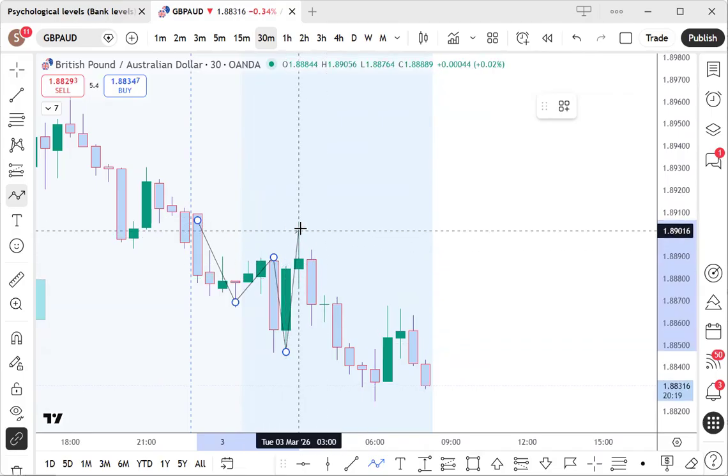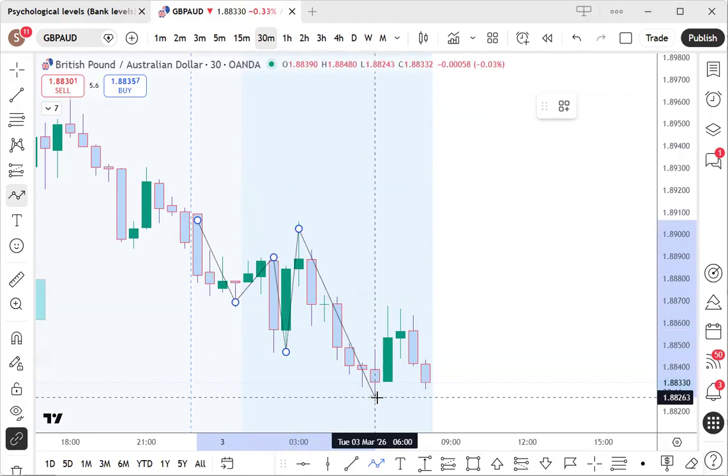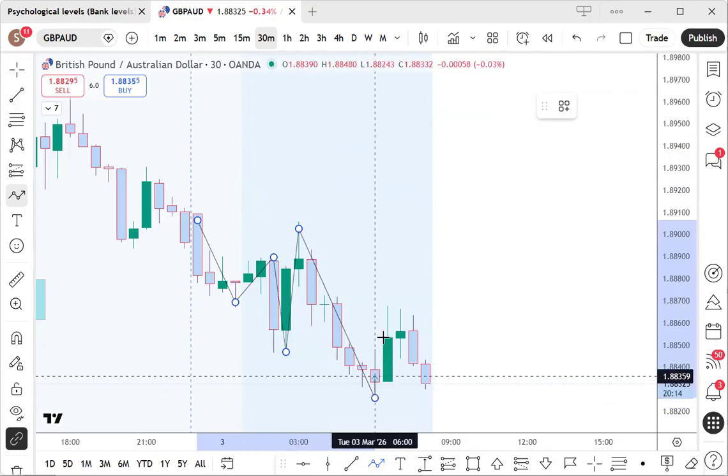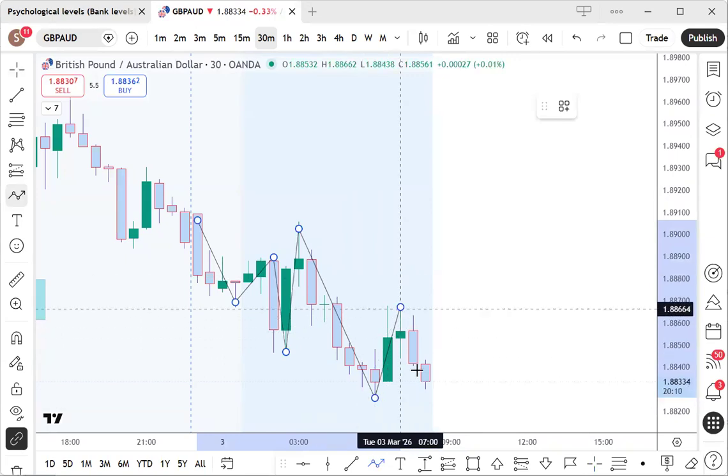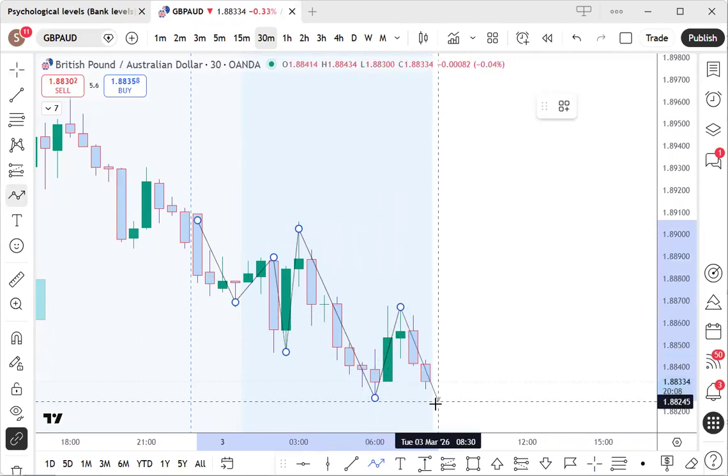It just wicks this high and then comes back down. Another break of structure. So what is it doing? It's pulling back again and then another. So all these pullbacks here are the area for you to make your entries, right?